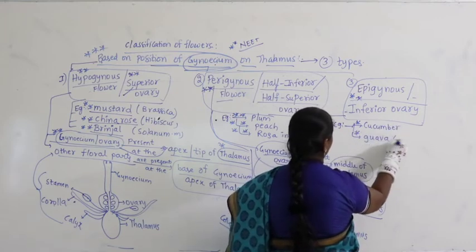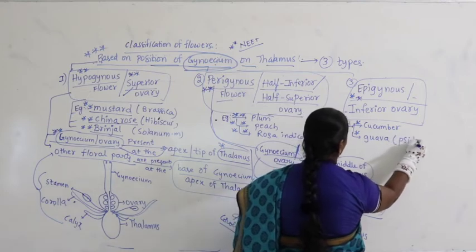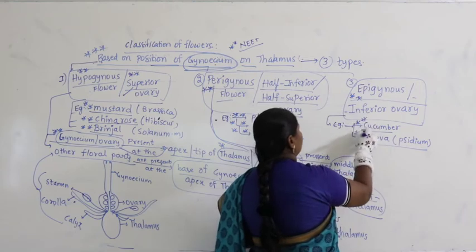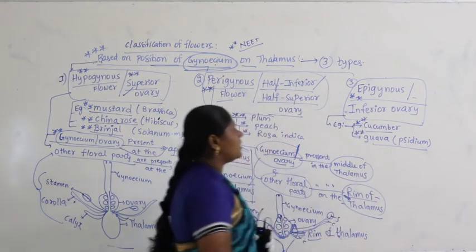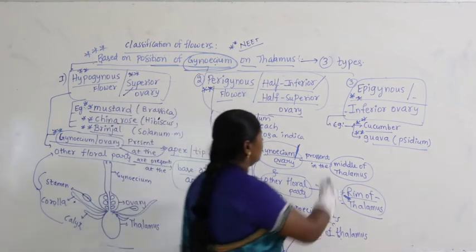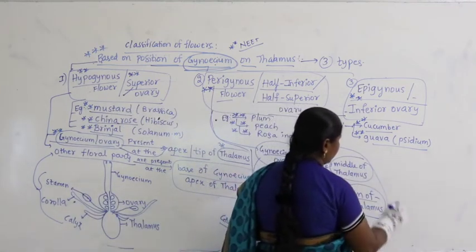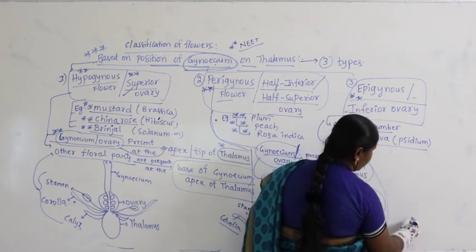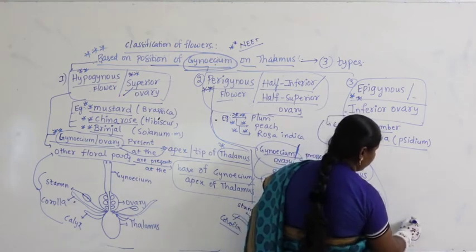So, you know that very well, it is nothing but CDM, cucumber as well as guava. Now, what do you find in case of epigynous here? Let me draw the diagram very clearly. In this case, this is thalamus. What I am drawing is thalamus. Within that you find ovary.